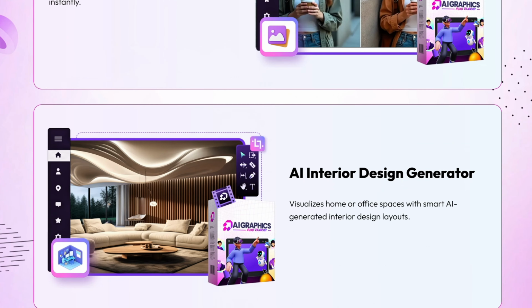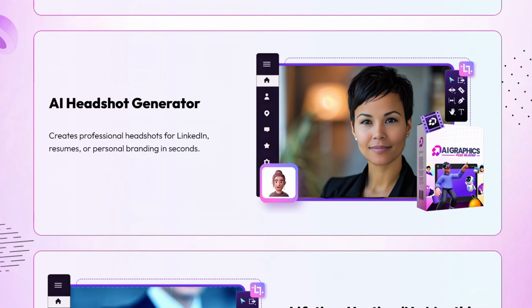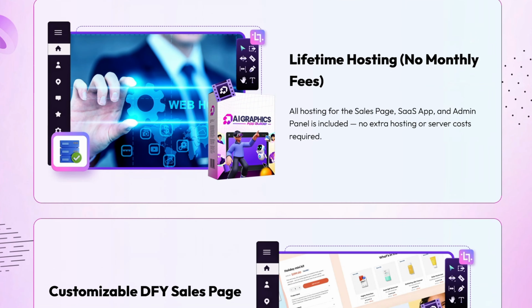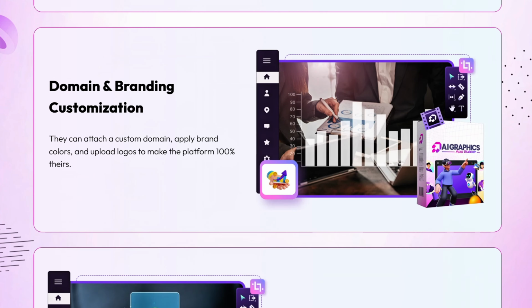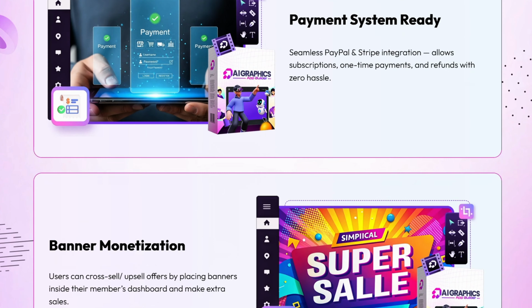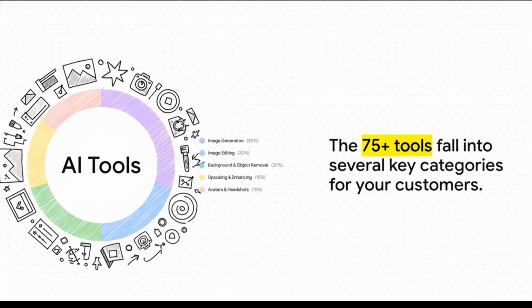And if we take a closer look at those 75+ tools, they fall into a few main categories. You can see it's pretty heavy on the image generation side of things, but it's also got a good mix of other useful stuff. You know, image editing, background and object removal, tools for upscaling and enhancing photos, and even features for creating AI avatars and headshots.